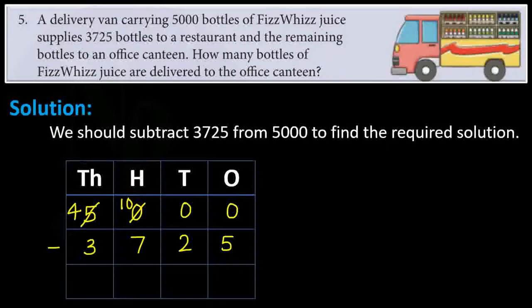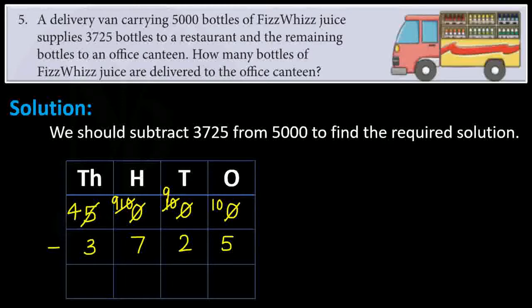To borrow to the tens place, we will make this 10 hundreds into 9 hundreds, and borrow 1 hundred to the tens place, so it becomes 10 tens. And we need to borrow to the ones place. So we will make this 10 tens into 9 tens, and borrow 1 ten to the ones place, and we know that 1 ten is equal to 10 ones. So now this becomes 10 ones. This is what is called regrouping the digits for subtraction.